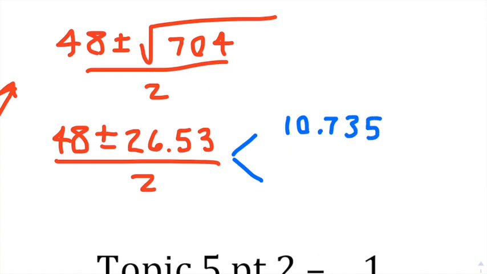And then let me do the other case where you subtract. So that's 48 minus 26.53. Oh, I think I already did that. I need to add. I'm sorry. So 48 plus 26.53. Divide that by 2. Apparently that's getting me 37.265 right there.